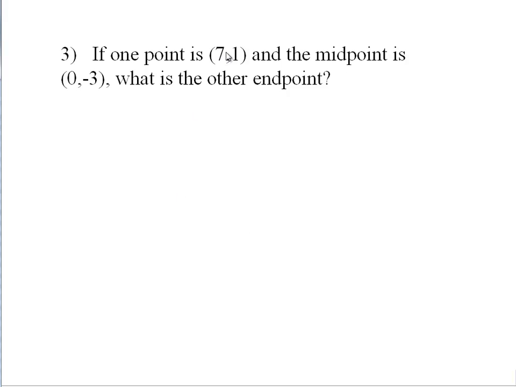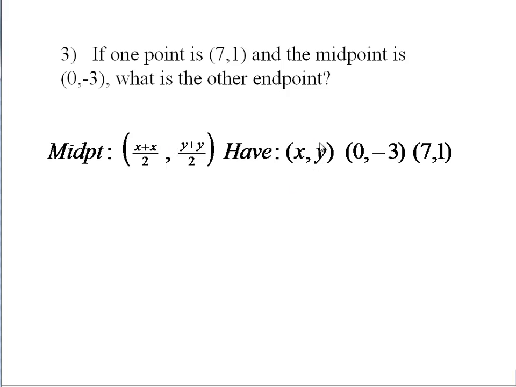Okay, number 3, one point is 7, 1. Then the midpoint is 0, negative 3. We need the other point. Okay, the midpoint formula, you add the x's, divide by 2, add the y's, divide by 2, and we have 3 points. We have 7, 1 as one end, 0, negative 3 is the middle, and we don't know what the first one is, so I have x, y as my first one, 0, negative 3 as my middle one, and 7, 1 as my right one. Now the middle, you take the x number plus this x number and divide by 2. So x plus 7 divided by 2 has to equal the middle x number, 0.